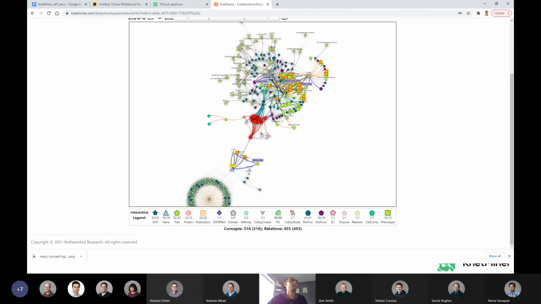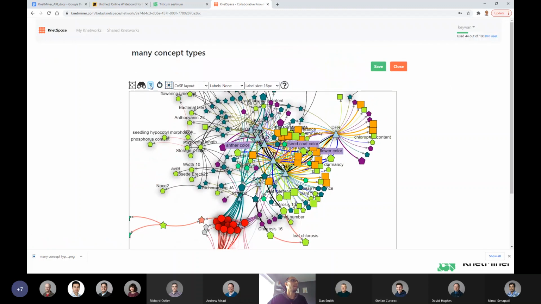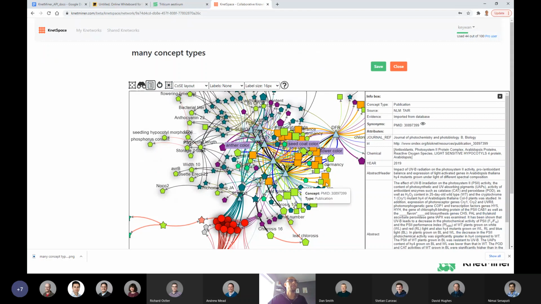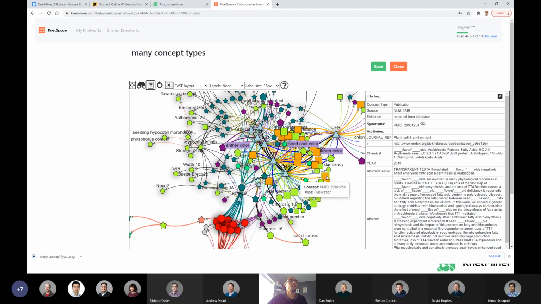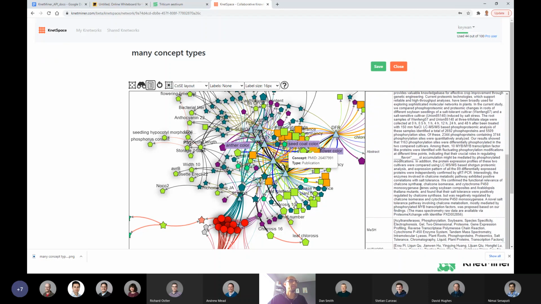Now let's zoom in and show you what happens if we click on a certain node in this knowledge graph. I'm going to select, for example, this node here. These nodes I'm selecting are of type publication, and they contain lots of different properties: for example, a source property, an evidence property, the year when this paper was published, the title, the abstract, and so on.